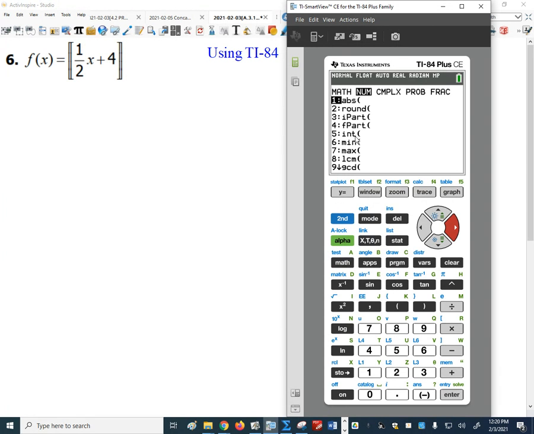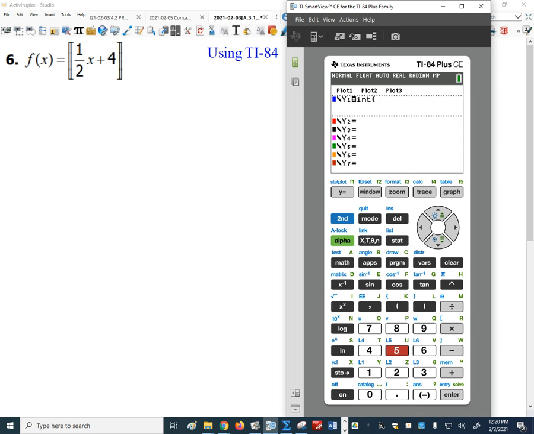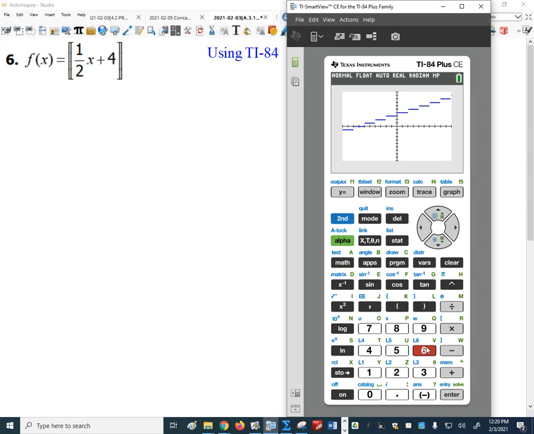INT stands for greatest integer. So I hit 5, and then whatever is inside the greatest integer function, I put inside parentheses. So I'm just going to make that a decimal instead of a fraction, 0.5x plus 4. Close the parentheses, hit zoom 6, and there it is.